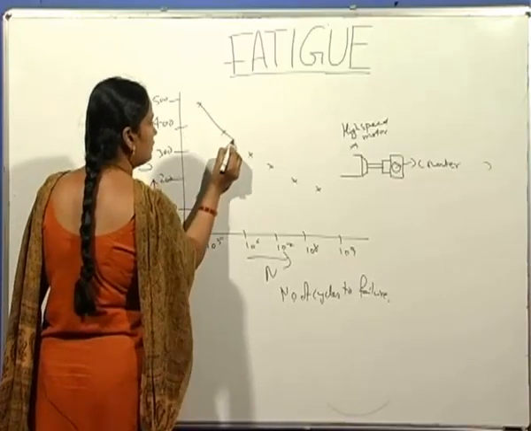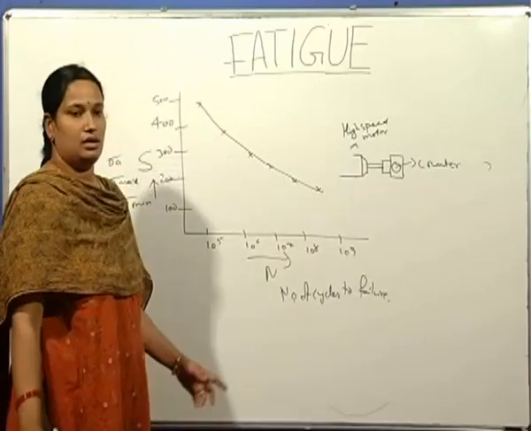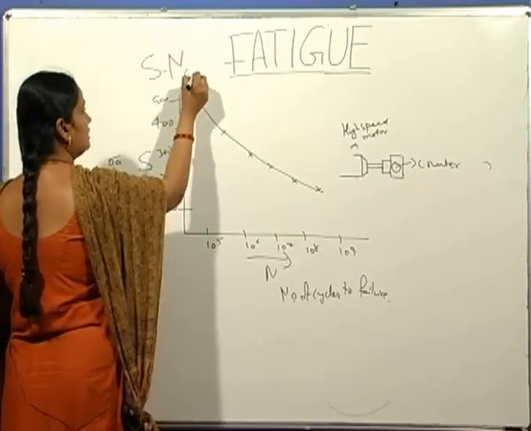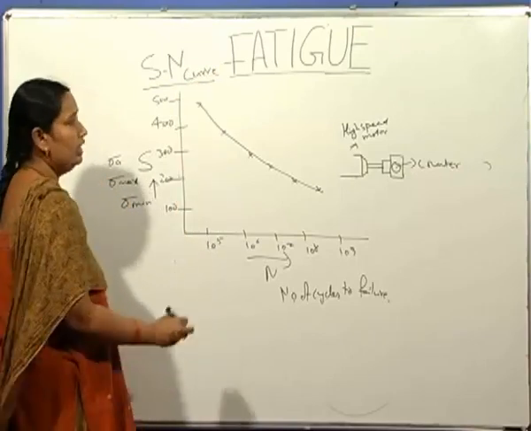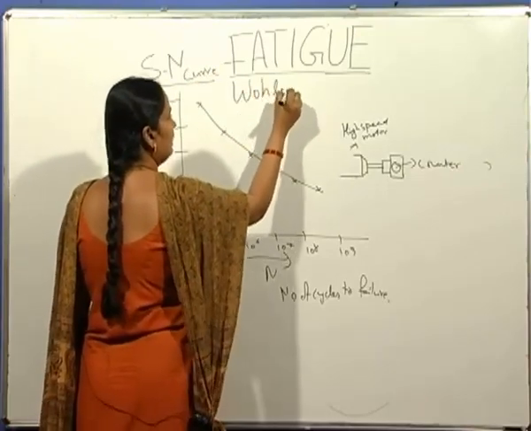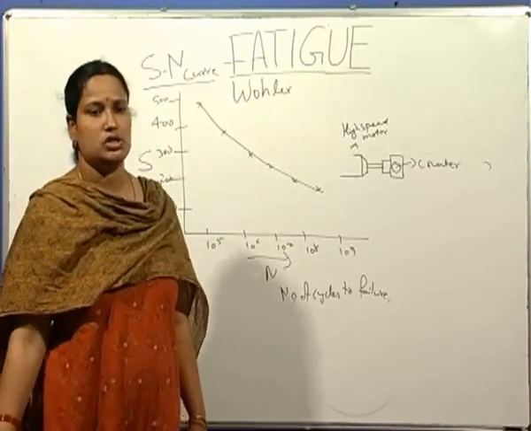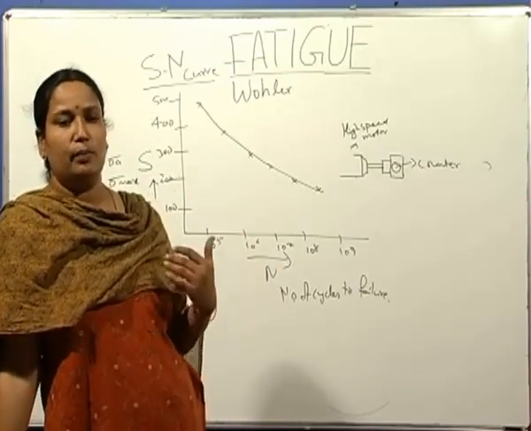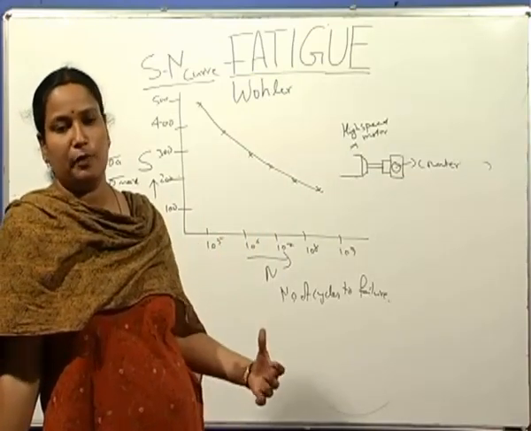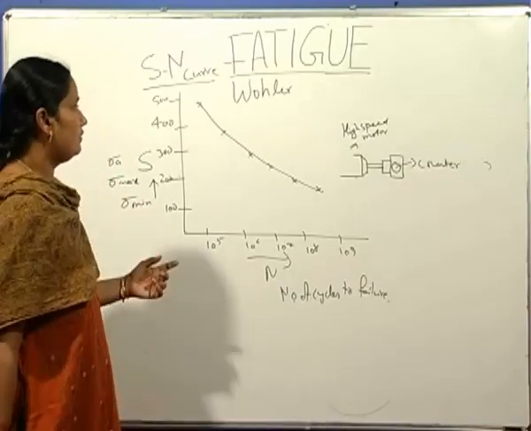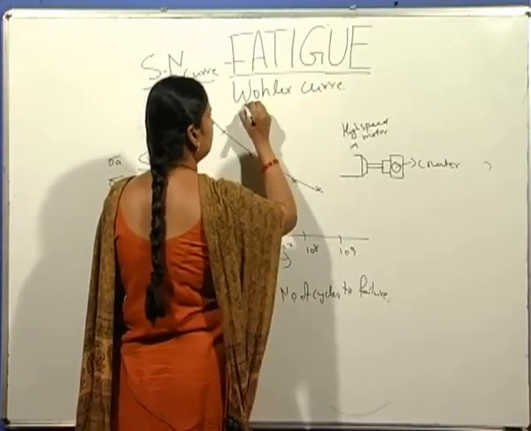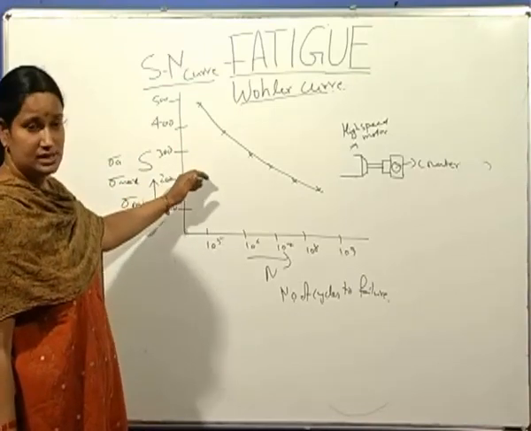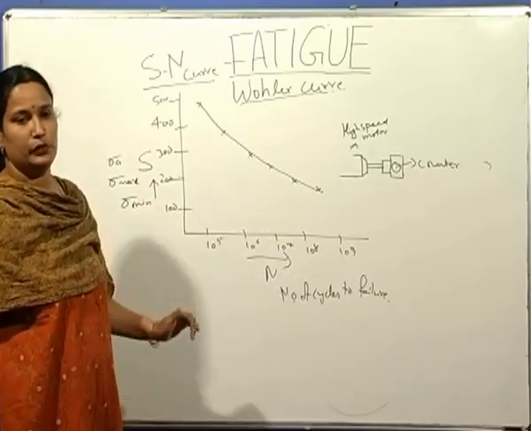So this plot of stress versus number of cycles to failure is known as the SN curve. This SN curve is also known as the Wöhler curve, named after the scientist August Wöhler, who first recognized this form of failure and contributed the most to fatigue studies. So this curve is also known as the Wöhler curve. As the stress decreases, the number of cycles to failure increases.